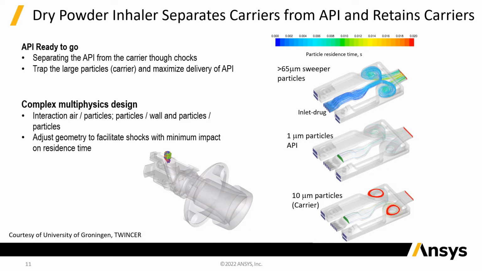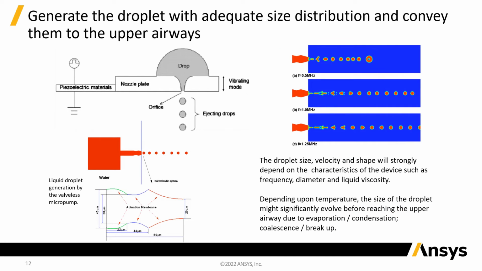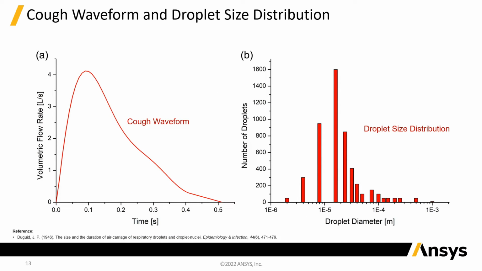Similarly, for dry powder inhaler, modeling the interaction and the collision between the particles inside the inhaler helps to ensure that the API will be separated from the carrier and reach the right size and position distribution before entering into the patient. In case of a nebulizer, if we understand the journey of droplets of different size in the upper airways, it is becoming much easier to design the nebulizer to create the required droplet size and distribution, or even to adjust it to the patient.